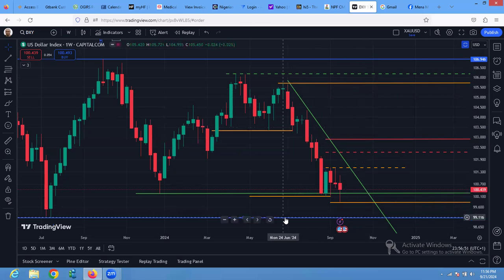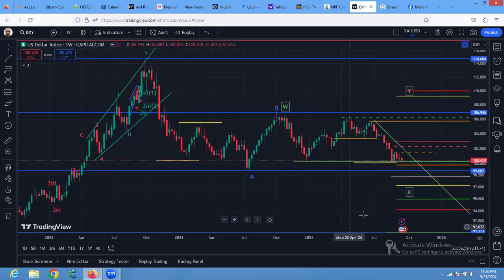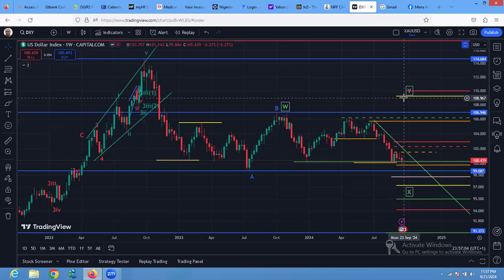But in terms of us having a Y to the upside, we must hit this level to have a Y to this point. Once the price breaks this level, it can give us a possible regular flat to the upside. It cannot once it breaks this level.